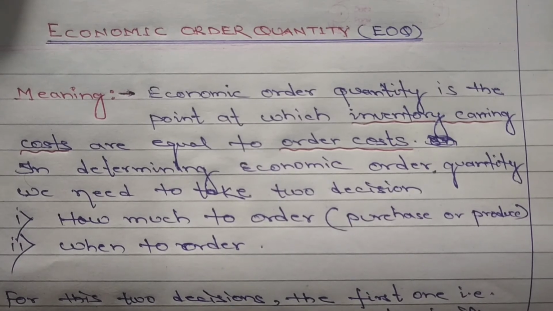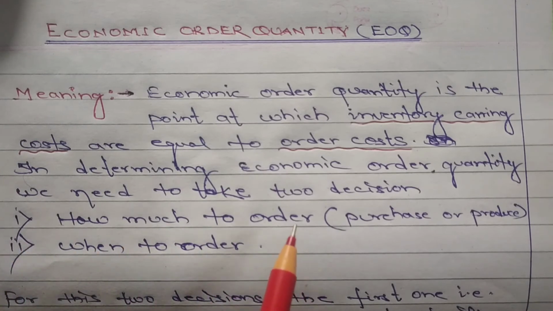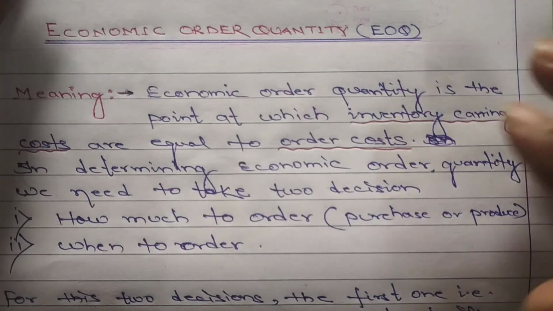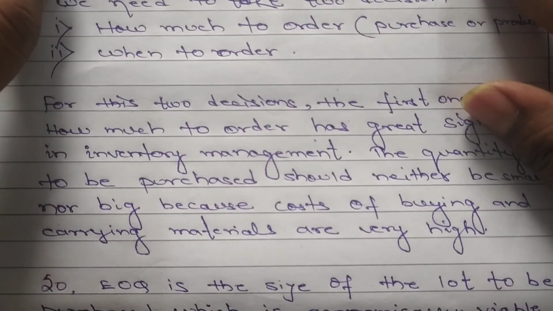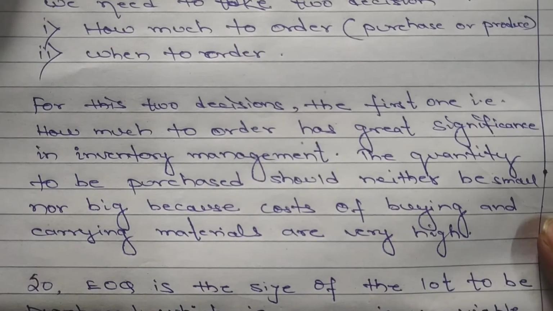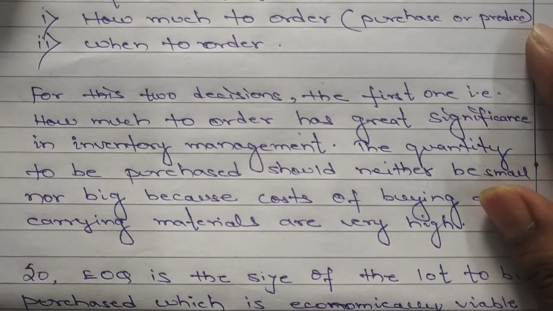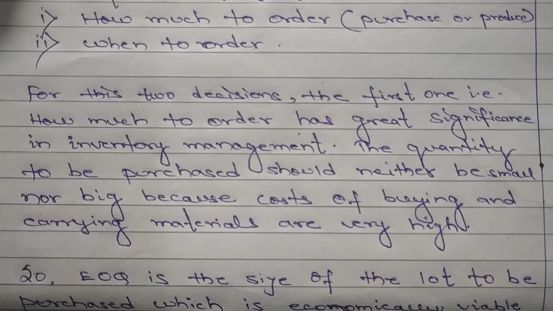Next, in determining economic order, we need to take two decisions. First is how much to order, and second is when to order. How much to order means how much to purchase or how much to produce. Sometimes EOQ is also used for producing material, so that the inventory carrying cost of finished goods should not be high. So it is used both ways, for purchasing as well as for producing.